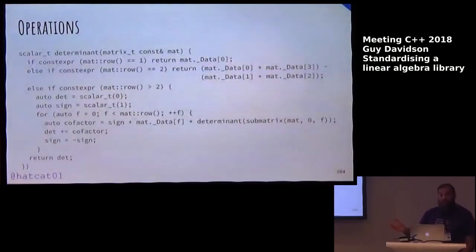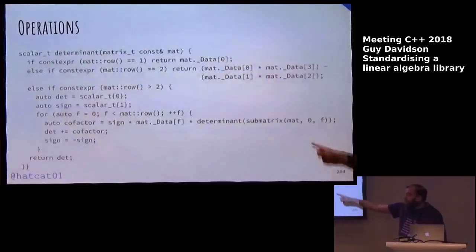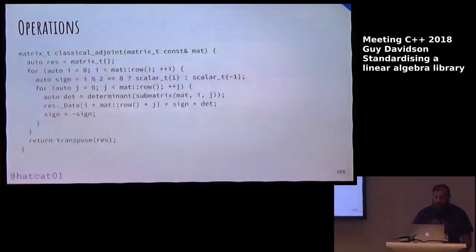So we're finding all the determinants. We're finding the determinants of all the submatrices here. You can see, the magic is taking place in the determinant submatrix. And we're using if constexpr for the base cases.